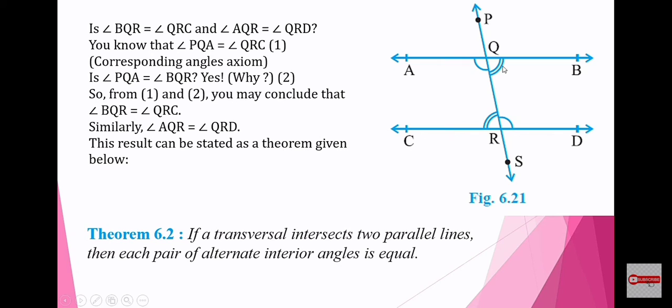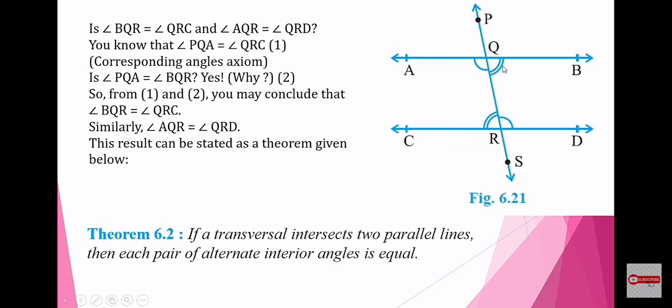Is angle BQR equal to angle QRC? And is angle AQR equal to angle QRD? You know that angle PQA is equal to angle QRC, from the corresponding angles axiom. By the corresponding angles axiom, give it equation number 1.